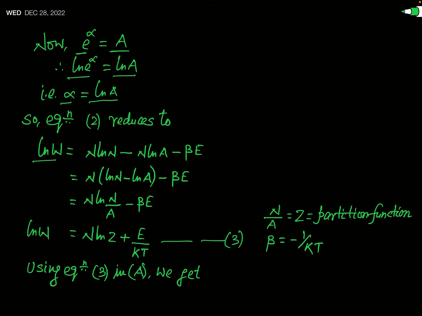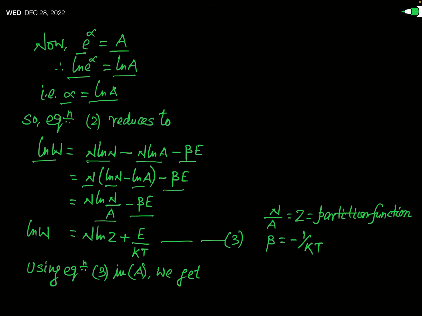This log W will be equal to n log n minus n log A minus beta E. Now you can see in the first two terms n is a common factor. So let us take this n as a common factor, and so this will be n (log n minus log A) minus beta E. But log n minus log A can be written as log n by A. So the first term is n log n by A, minus beta E. This is the second term.